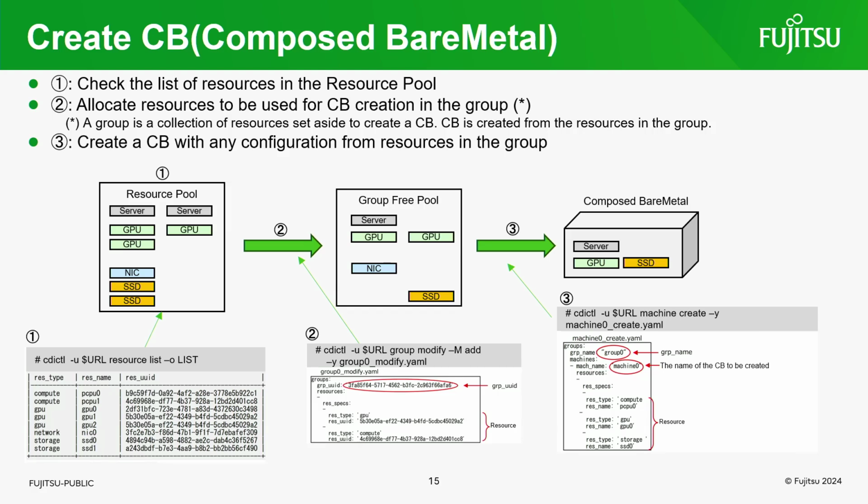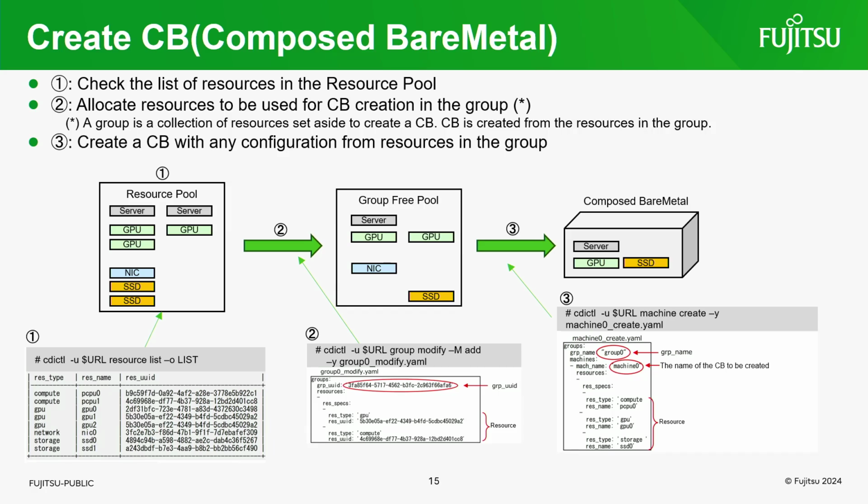By using this command, we can check the list of resources in the resource pool, and then allocate resources to be used for composite bare metal creation in the group. The group is a collection of resources set aside to create a composite bare metal. A composite bare metal is created from the resources in the group. To do this, we use the CDI control group modify command.